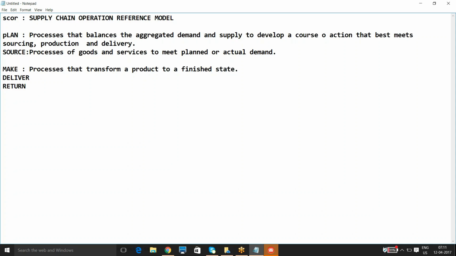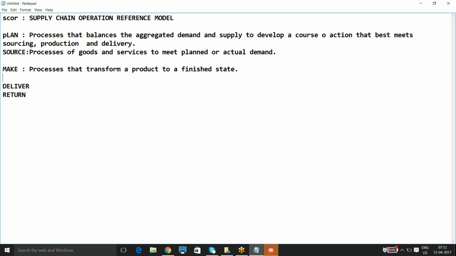In a nutshell, the make process is the process that transforms a product to a finished state. Might be Amazon has bought a laptop which has been ordered by the customer, but some validation is still required. For example, Amazon has to do the labeling of it, the Amazon branding, and then it has to do some wrapping or packaging specific to Amazon.